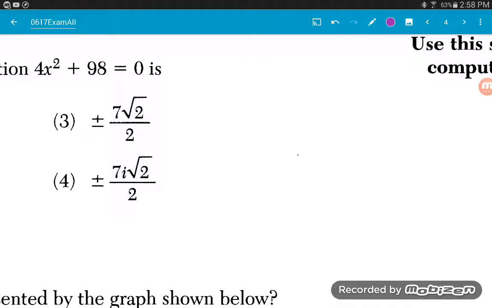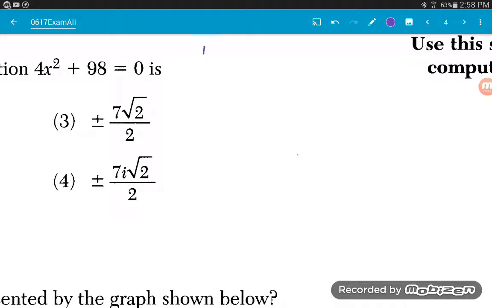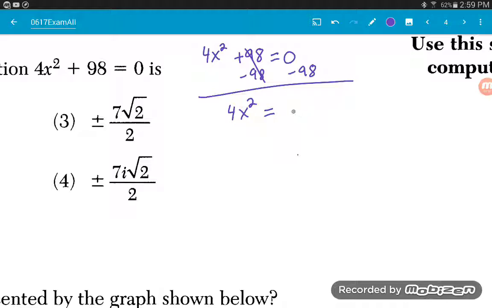And the way that I'm going to do it is by just trying to get the x squared by itself. So I'm going to start off right here. We have 4x squared plus 98 equals 0. If I want to get the x, I'm going to move away the 98 first by subtracting it. Minus 98, minus 98. I'm going to get 4x squared is equal to negative 98. I've got to divide off the 4 on both sides.